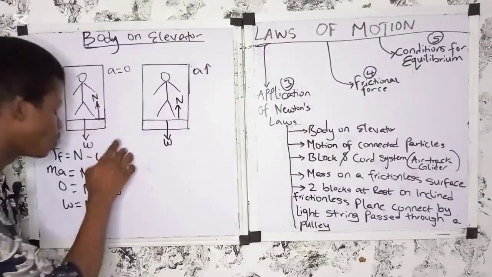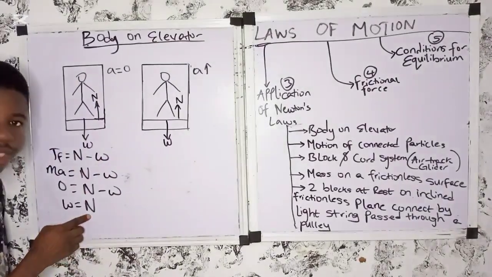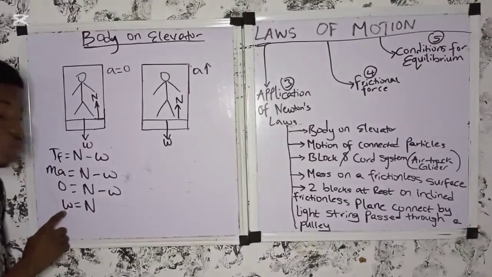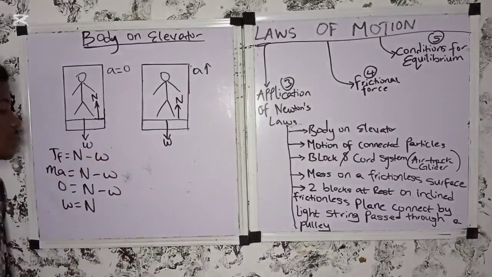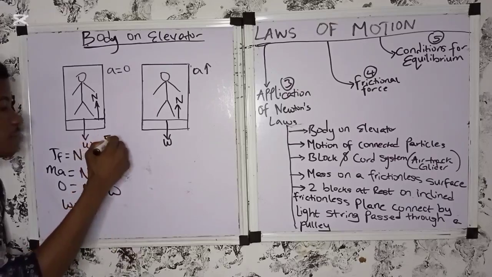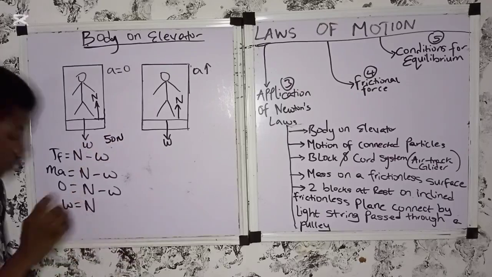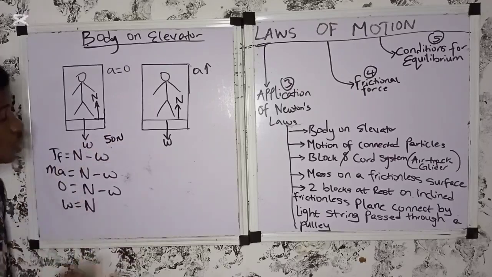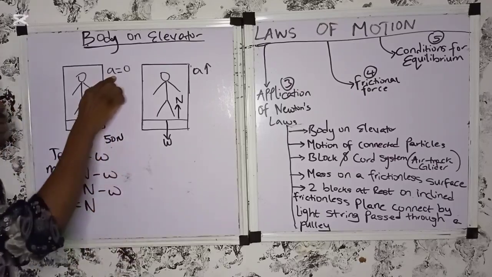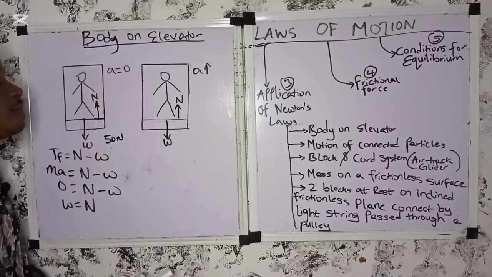The scale will read what? The scale will read a weight that equals the true weight of the body. Let's say for example the weight of the man is 50 Newton. The scale will still read 50 Newton. Because why? Because the acceleration is zero, the elevator is not moving.